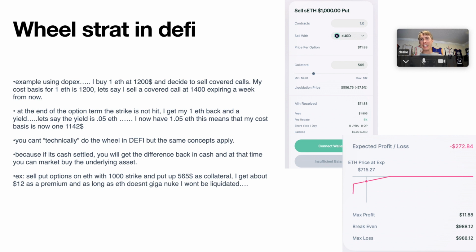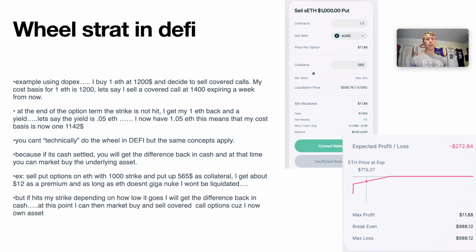So as long as ETH doesn't go below 988, I'm going to break even. But if it goes below that, I'll lose some money. And if it goes even lower than that, I basically get liquidated. So it's one of those things, do you want to enter this or not? You also have to factor in the risk involved, especially on the positions. So you need to understand how options work before you're executing any of these strategies.